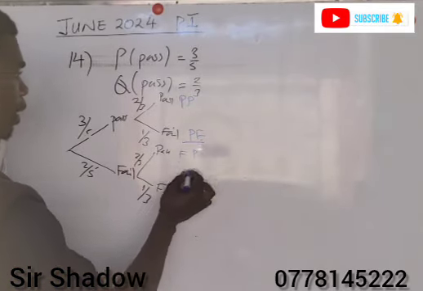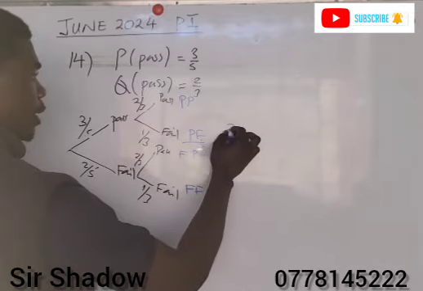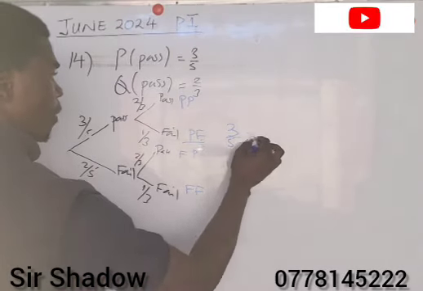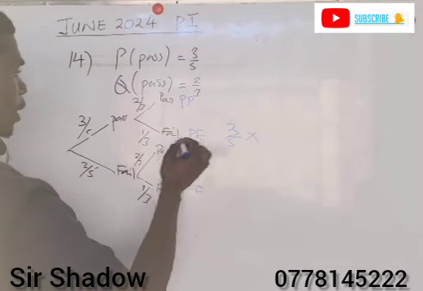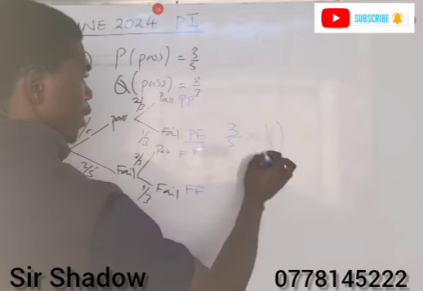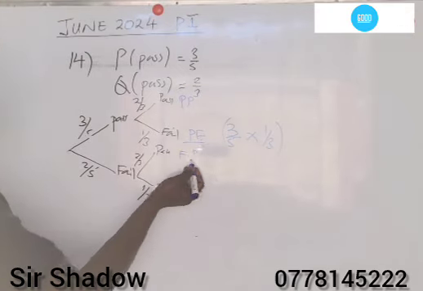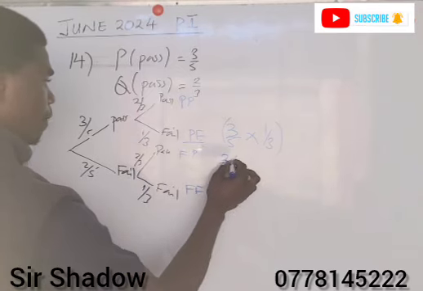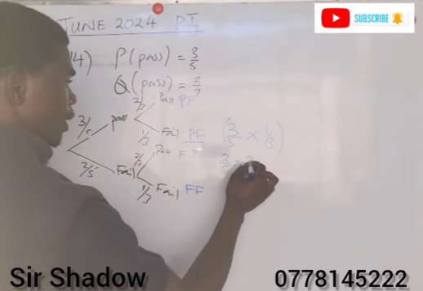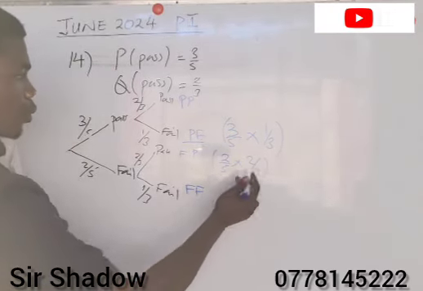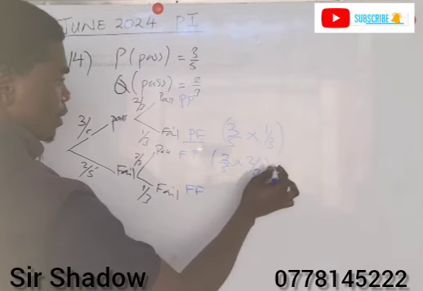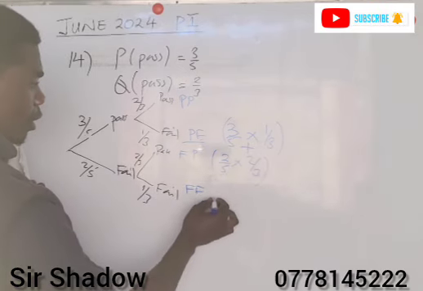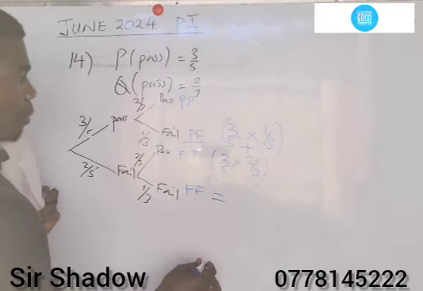We want only one pass. With this one, it is 3 over 5 multiplied by 1 over 3. Then for another pass, we have 2 over 5 multiplied by 2 over 3. So we multiply along the branches, then add the two. So this is the probability that only one of them passes.